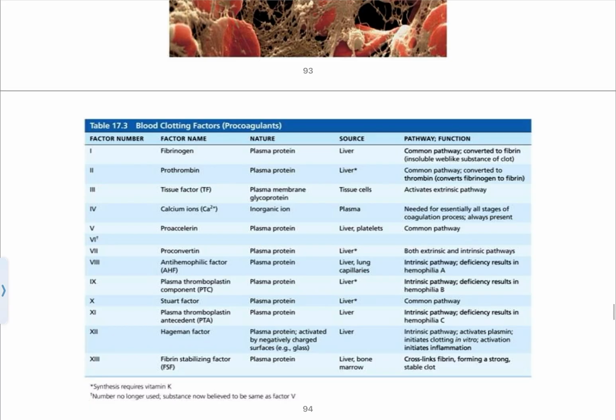And here's just a list of the clotting factors. I don't expect you to know their names. I really just want you to understand what things start with in each phase and what the end product of each of the 3 phases is.